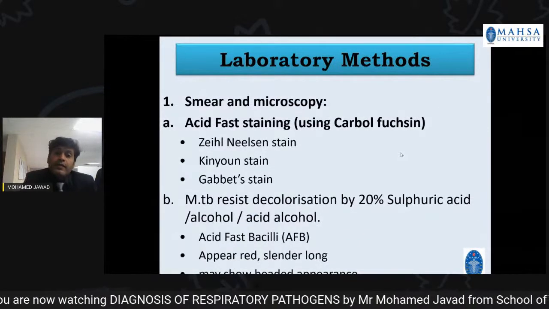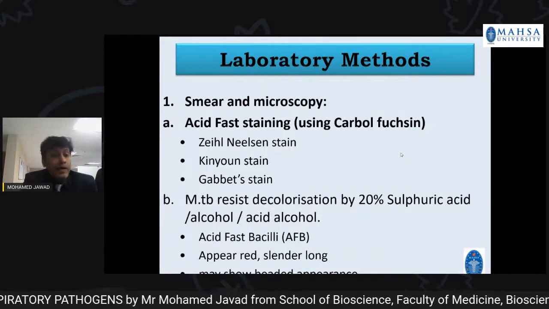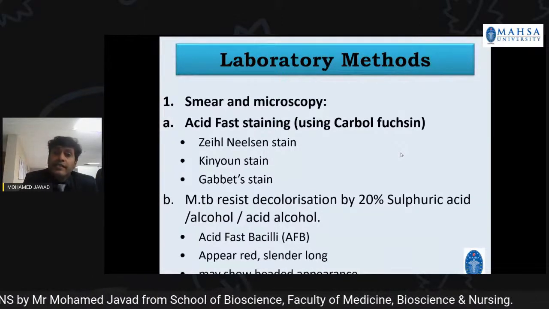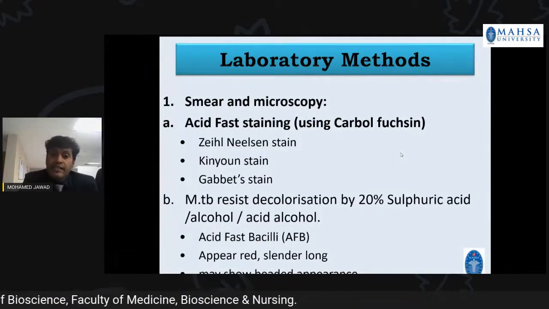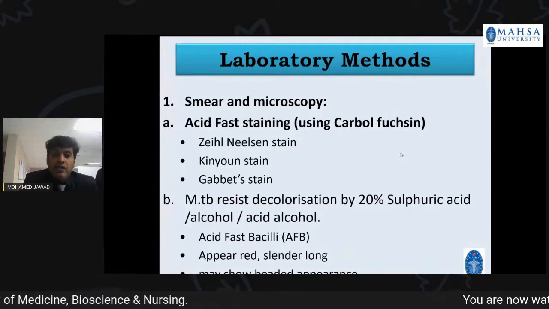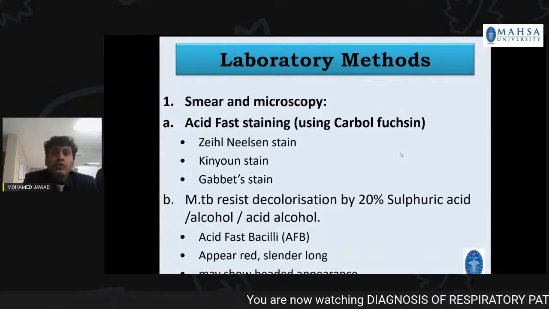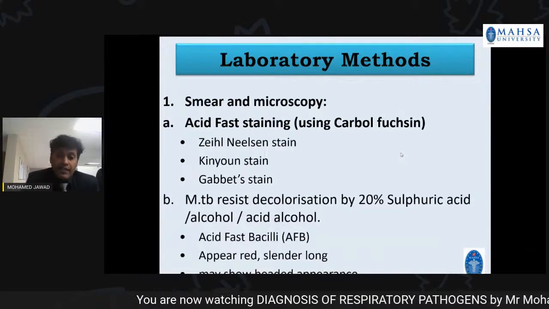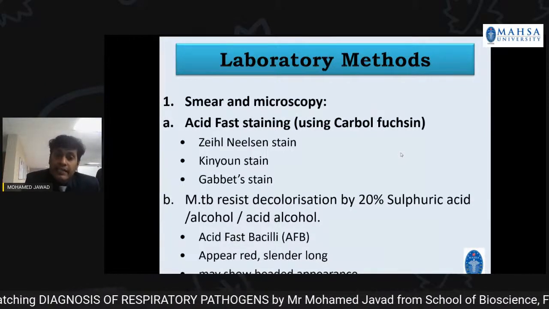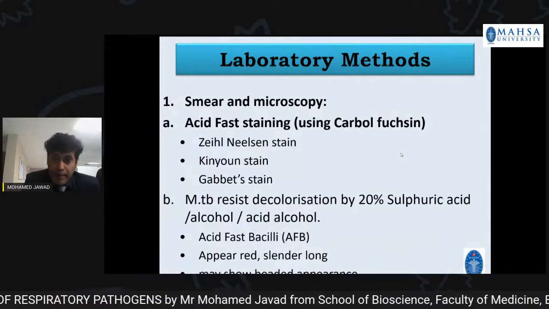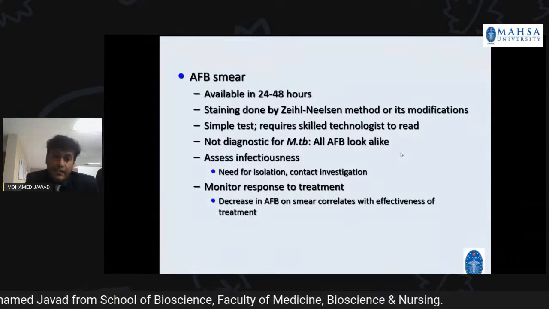The laboratory methods include smear and microscopy, and acid fast testing. There are two methods, the hot method and the cold method. Ziehl-Neelsen is a hot method, and Kinyoun stain is a cold method. We have to use 20% sulfuric acid for that one. Acid fast bacilli appear red, slender, and long in shape. These are bacilli, and we have to do the AFB smear within 3 days.